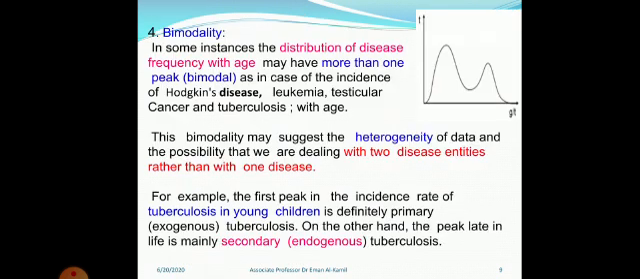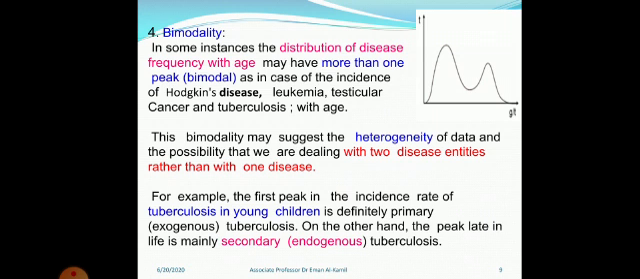The bimodality, in some instances, is defined as the distribution of disease frequency with age which may have two peaks in the age graph. So as you see at the top on the right side of the slide, we can see that there are two peaks. One peak represents children and the other the elderly.